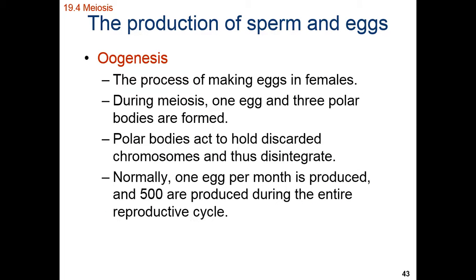We also need to emphasize that only 1 egg is produced per month during the female's reproductive lifespan, and typically there will be 500 eggs produced, or 500 secondary oocytes produced during the entire reproductive lifespan of a female. And if we think of it as 500 oocytes, we think of it as approximately 0.9 months per oocyte times 500 divided by 12, we're looking at about a maximum of 37.5 years, or a maximum of 40-ish years where a woman's body is fertile.